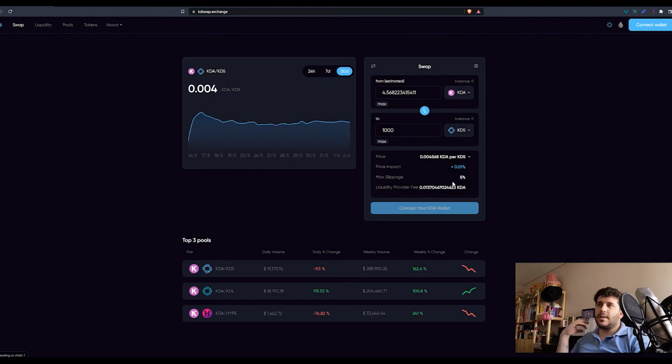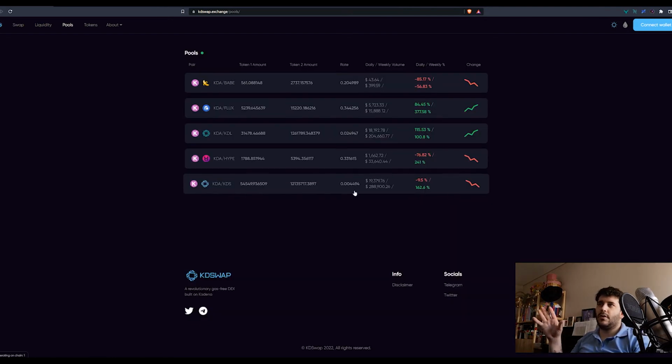People usually mistake this slippage with price impact. The price impact is not related to slippage whatsoever. The price impact is how much the ratio changes regarding the volume you try to trade. So if you try to trade 1,000 KDS for KDA, your price will be almost the same as stated, as the ratio currently in the pool. It changes very, very little.